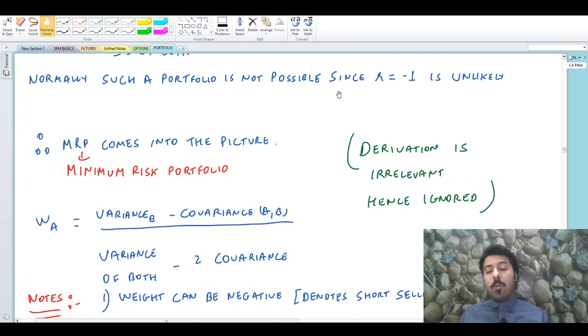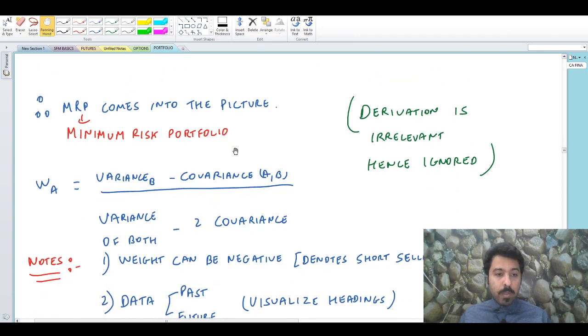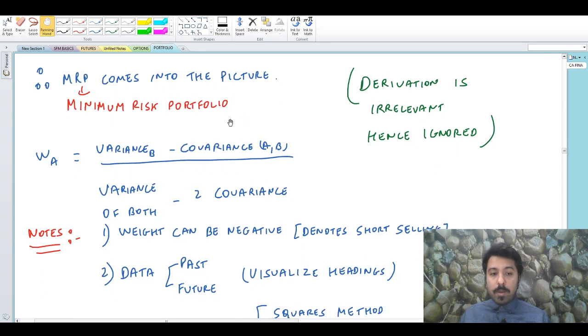Normally such a portfolio is not possible since R equal to minus 1 is highly unlikely. Two stocks with a perfectly negative correlation is very, very unlikely. Possible but unlikely. R equal to 1 does exist, but it is very unlikely that they move exactly in opposite directions, right? Therefore, since we know that R equal to minus 1 is highly unlikely, so risk-free portfolio is not possible generally. So MRP, minimum risk portfolio, comes into the picture. And derivation is irrelevant, so we have ignored it. There's no point in discussing the derivation.